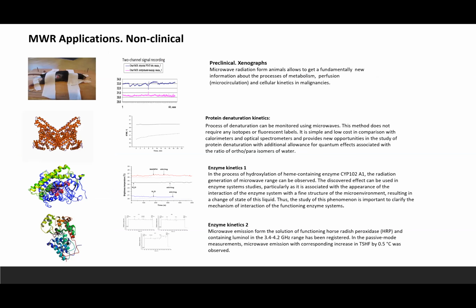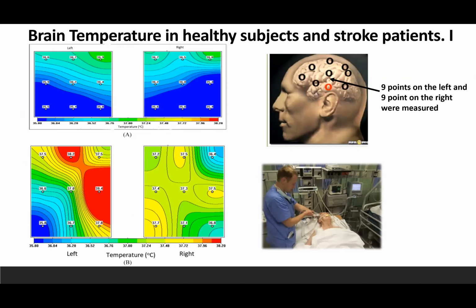These other applications are non-clinical. You see the xenograft mice, and we have done this to understand more about mechanisms. We have done in vitro experiments on protein kinetics, denaturation kinetics, and enzyme kinetics, measuring microwave emission from the enzyme assays. We found that they could emit microwave radiation. We have done it for cytochromes, and we have done it for the peroxidase reaction. As you know, these cytochrome and peroxidase oxidase reactions are very heavily involved in different pathogenic events.